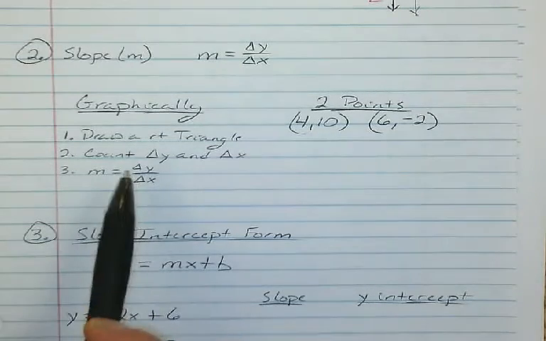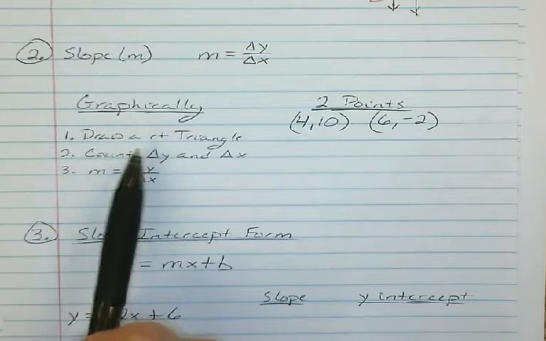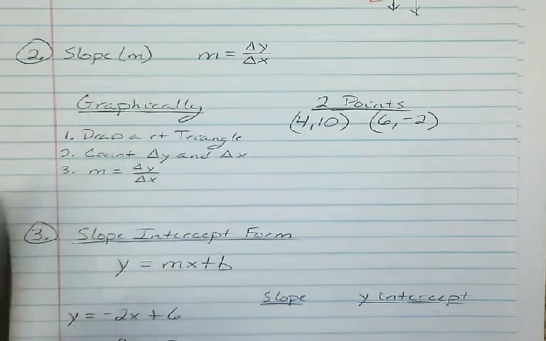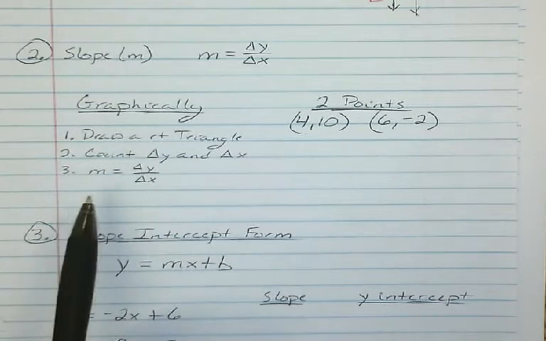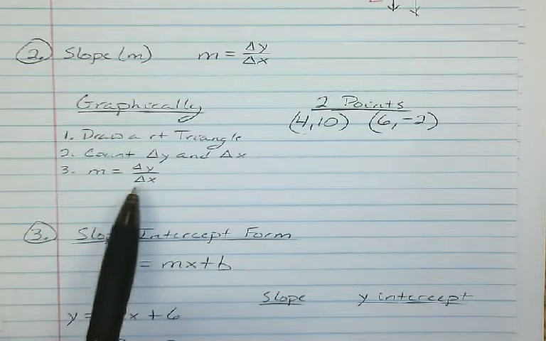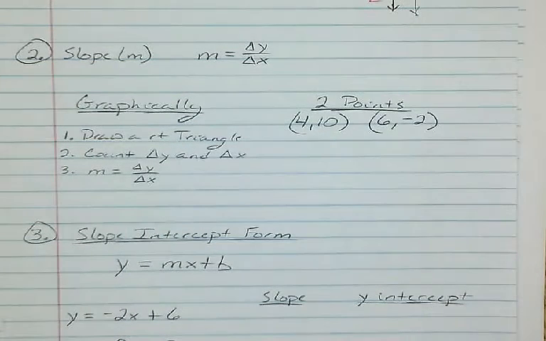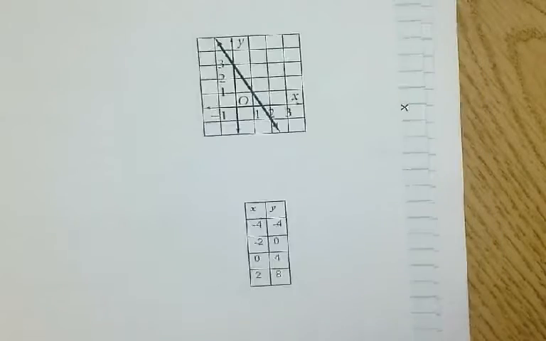Now the first way we calculated slope this week was from a graph. You drew a triangle, you chose 2 nice points, you drew a triangle, you counted your change in y and your change in x, and then you plug them into your slope formula. I'll do an example with you right now. So here I have a graph.